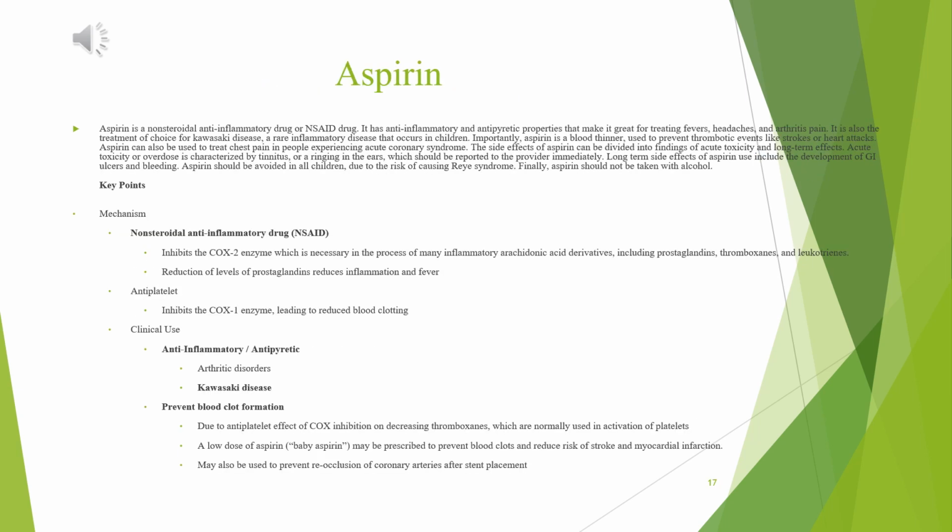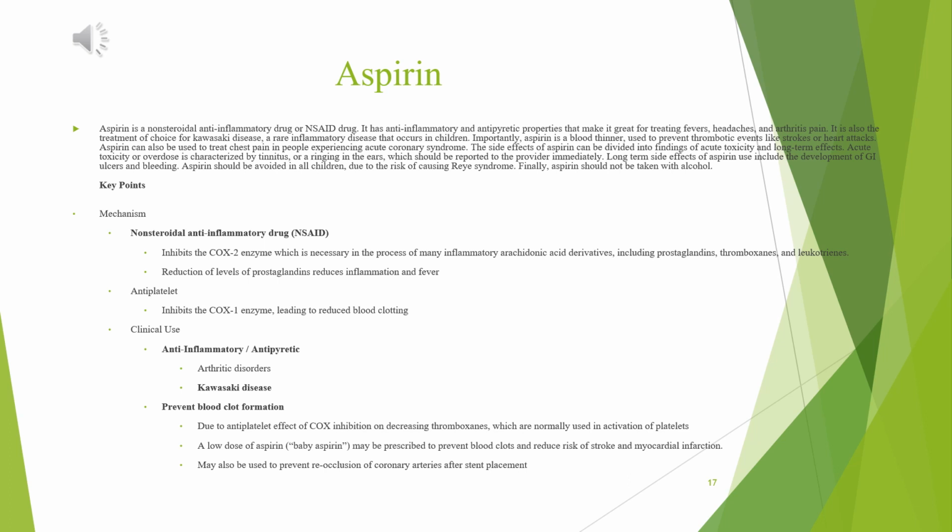So aspirin, as you recall from our hypertension and MI lecture, we talked about MONA being given during an acute MI. So the A is for aspirin. Aspirin is actually an NSAID, a non-steroidal anti-inflammatory drug, but it also inhibits the COX-1 enzyme, which leads to reduced blood clotting. So this is why it's given during an acute MI, and we also give a low dose, sometimes known as a baby aspirin, to prevent blood clots and reduce the risk of stroke and myocardial infarctions.